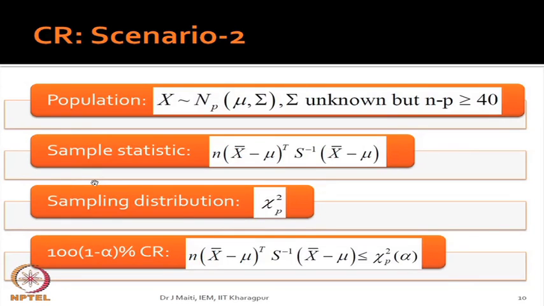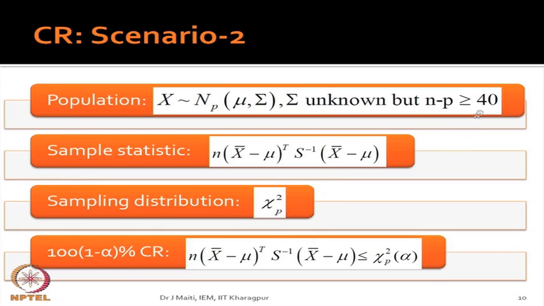Suppose scenario 2: you are sampling from a multivariate normal population, sigma unknown, but your sample size is large. What is the difference here? The difference is simply that if you see this sample statistic, it is almost the same as the earlier one, except this quantity S inverse instead of sigma inverse, because now sigma is not known, S is the estimate of sigma.